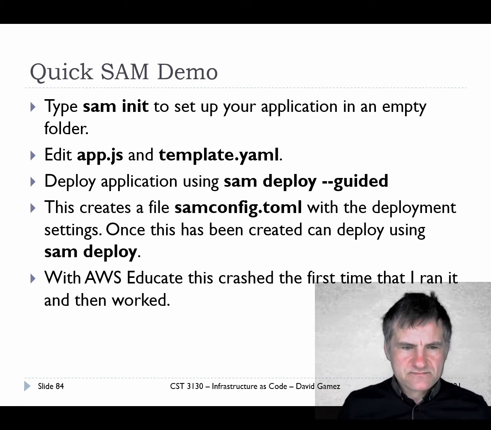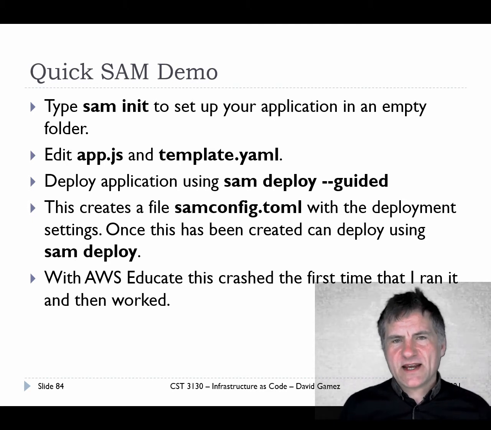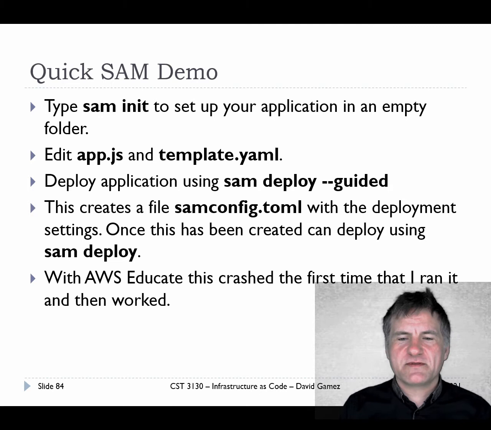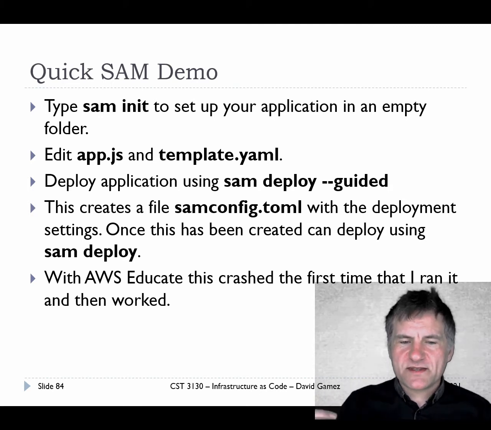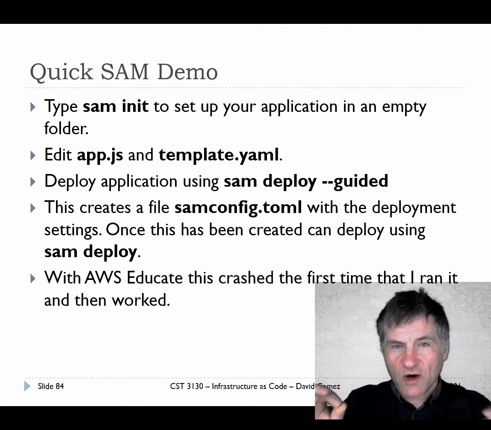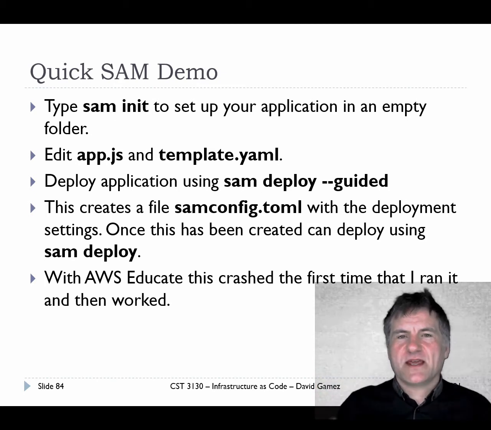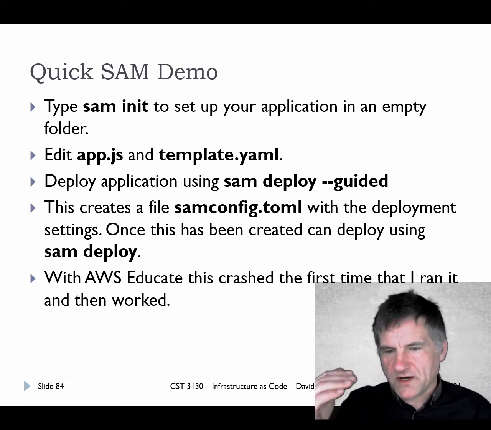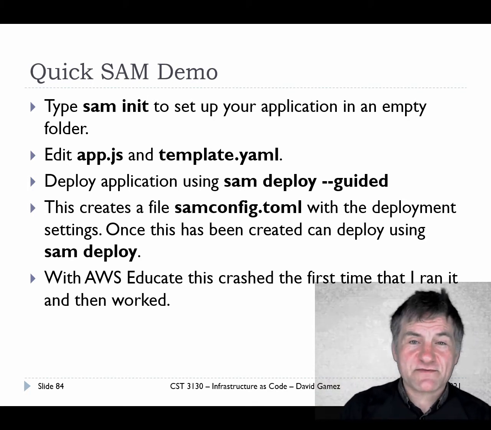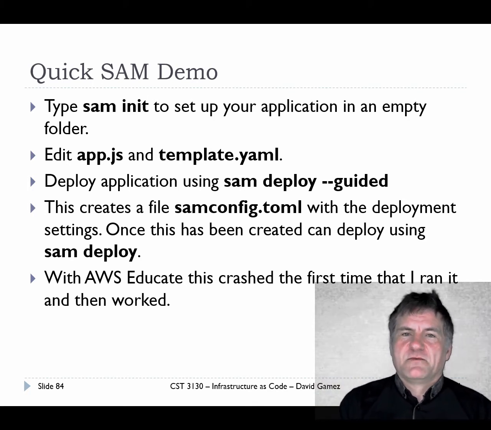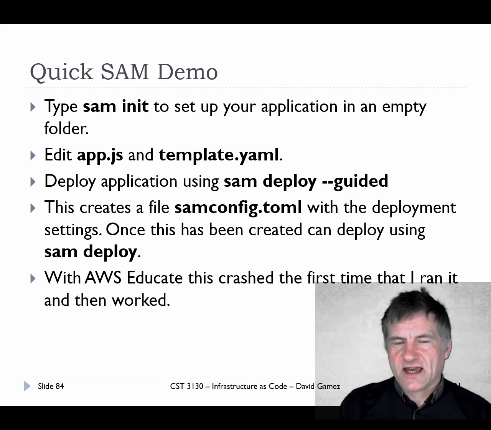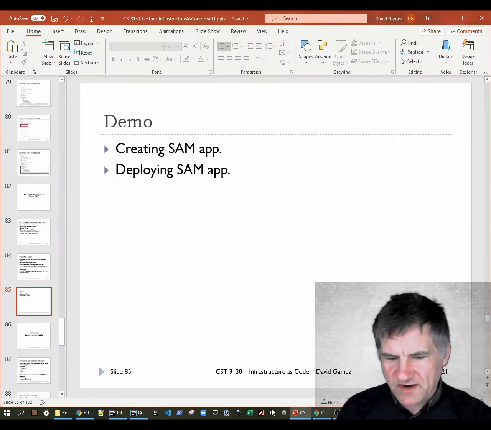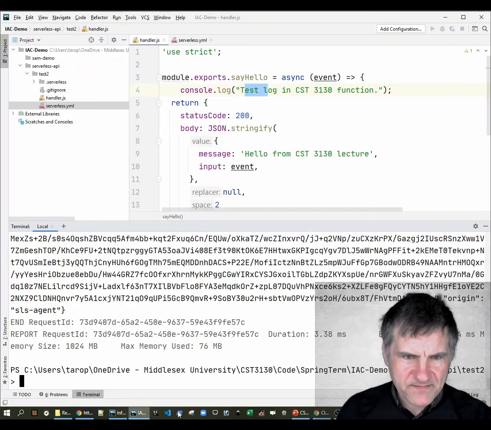Then we can use sam deploy --guided, which lets us enter the parameters we want for the deployment, and once we've done that once, it'll save everything in this samconfig.toml file. In subsequent deployments we can just use sam deploy rather than messing around with the whole guided thing. It did crash the first time I used it, but then it works. So if it does crash, just try it again, and most likely it'll just work. So let's very briefly run you through using SAM.